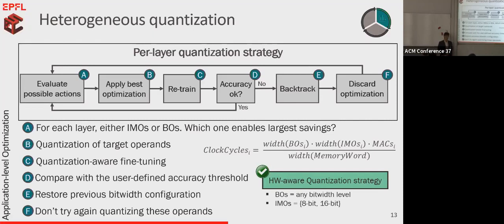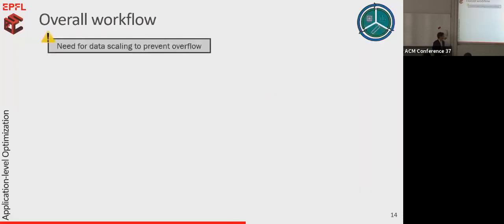But in-memory operands are actually stored inside the memory array. So they can either be 16-bit, which is the bit width of the memory word, or 8-bit, because the architecture also supports word-level parallelism. Now, we also combine all these 3 elements together to propose an overall acceleration workflow for CNNs in compute memory. We know that we need to scale data when doing that. So that's what we do.